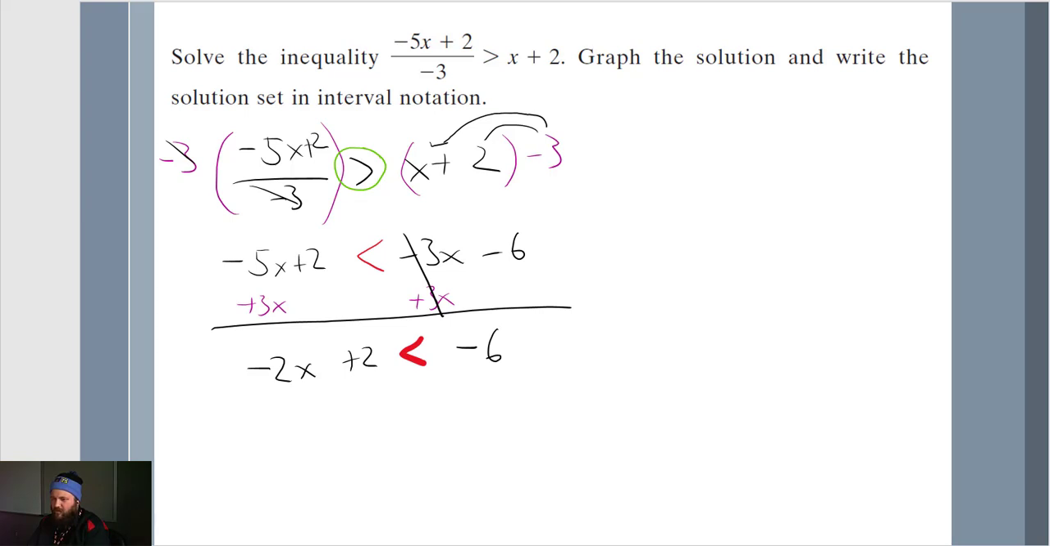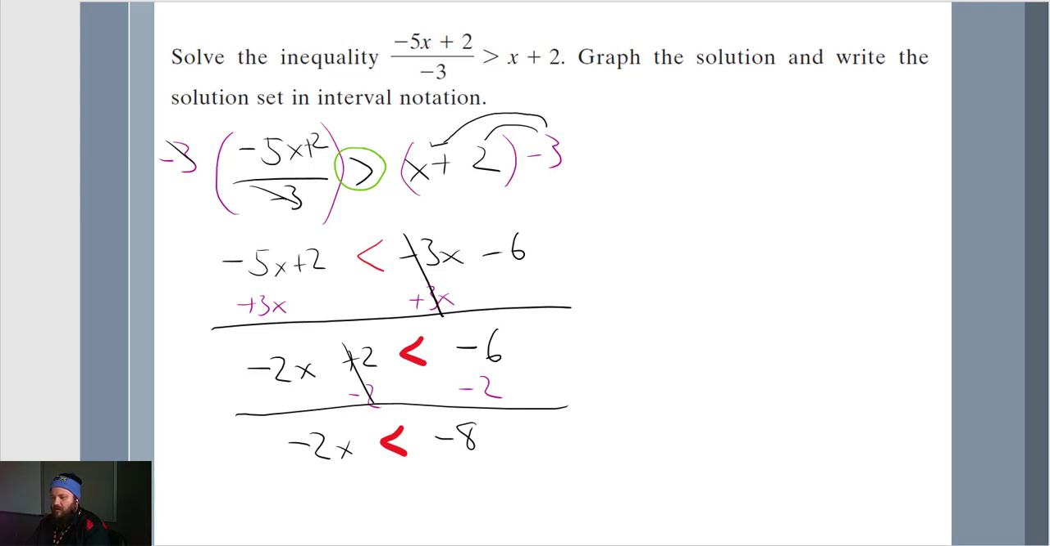Alright, so now I'm going to subtract 2 from both sides. And if I do that on the left, I will have negative 2x plus 2 minus 2 goes away. So we have less than. And then we've got negative 6 minus 2. So if we're $6 in the hole and we lose another $2, well, now we're $8 in the hole. All right?